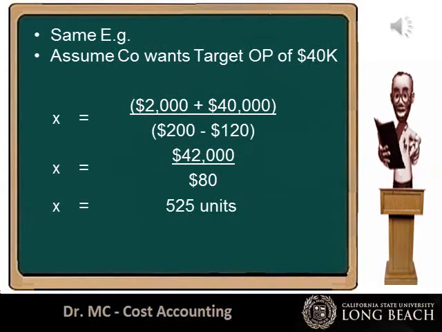Let us continue with the same example that we used before and add the fact that our firm wants to generate $40,000 of before-tax profits. Using the modified formula A, we get X equals fixed costs of $2,000 plus operating profits of $40,000 divided by the price of $200 minus the variable cost of $120. Modified formula A tells you that you have to sell 525 units in order to cover your fixed costs of $2,000 and generate operating profits of $40,000.